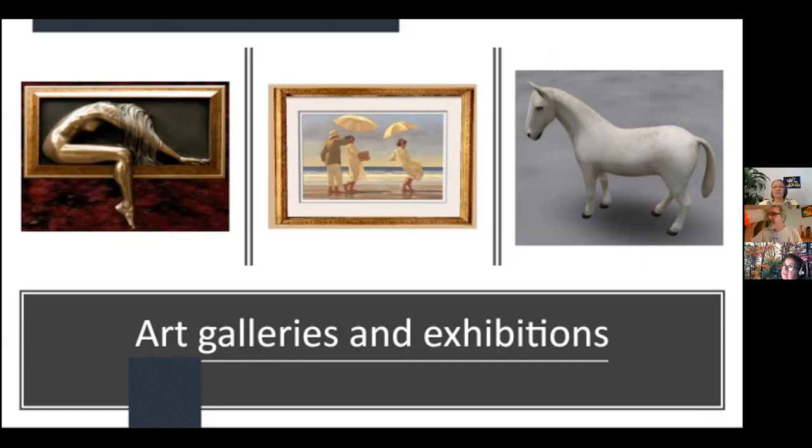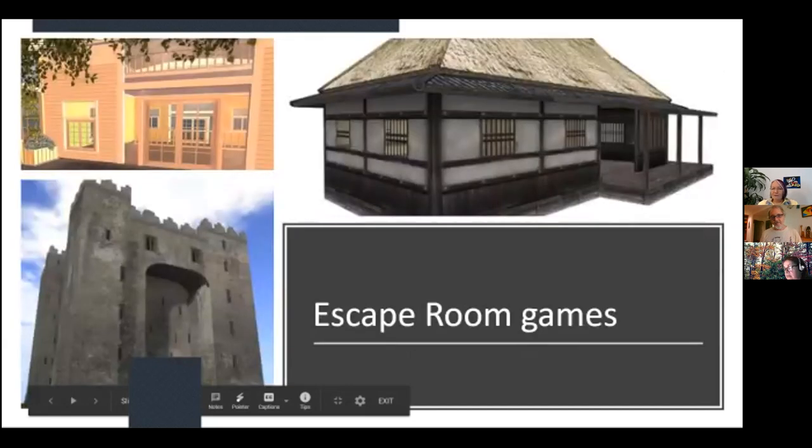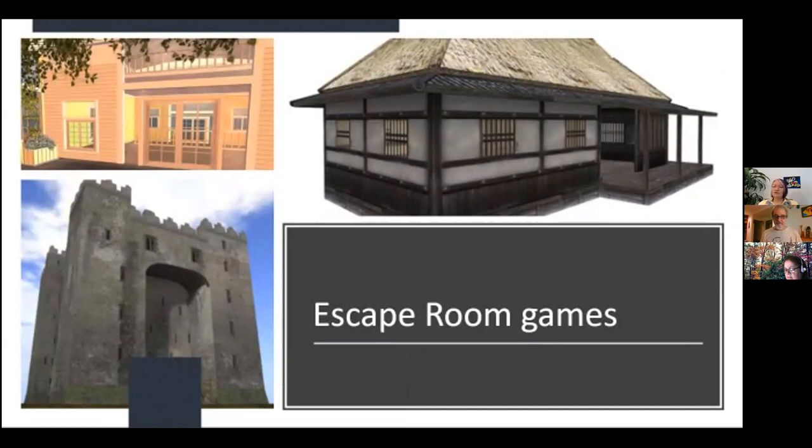So you can buy beautiful fingernails, accessories, fashion shows, catwalks, hair, beautiful stuff created in OpenSim. You can buy these, or you can get them. I say you can also build them.